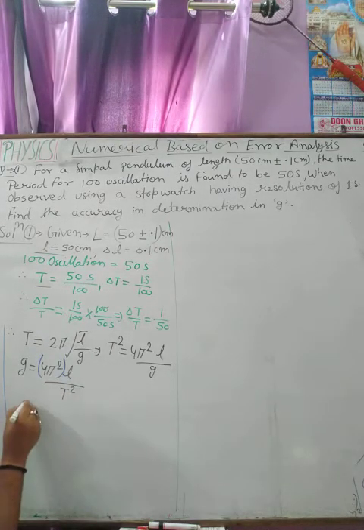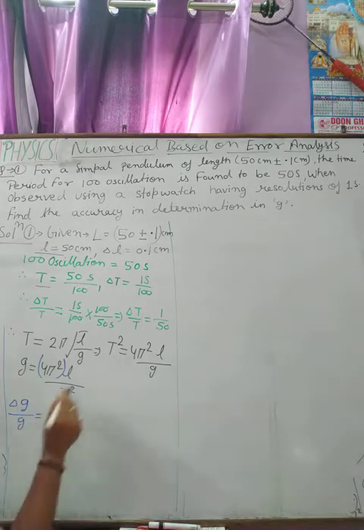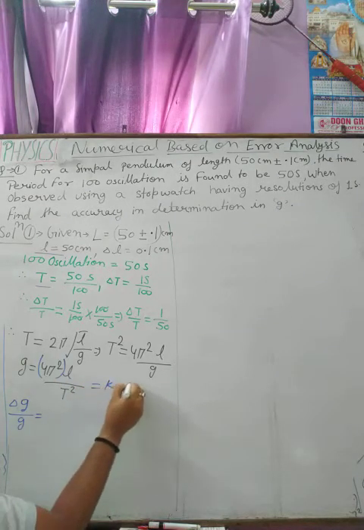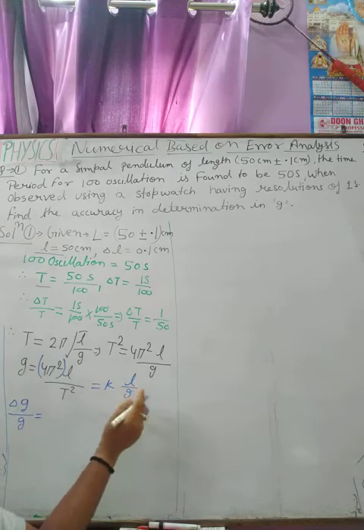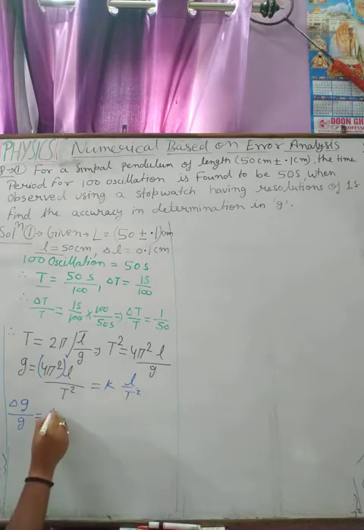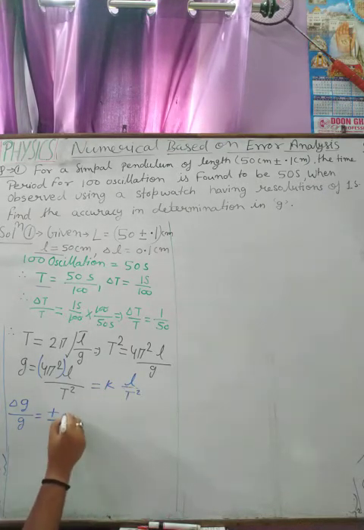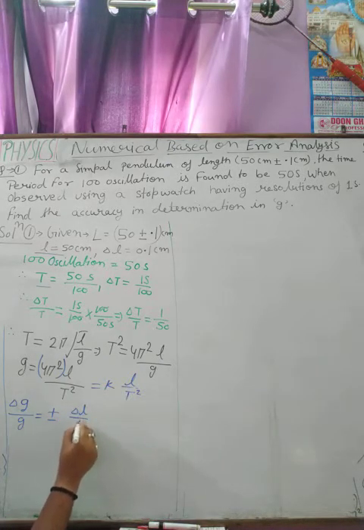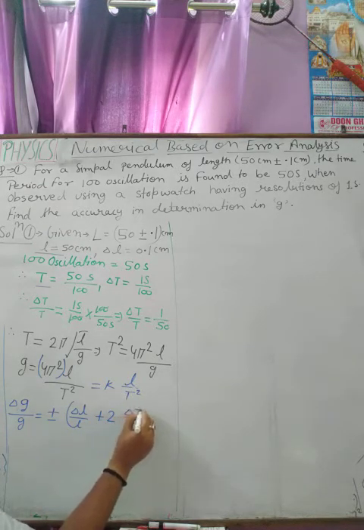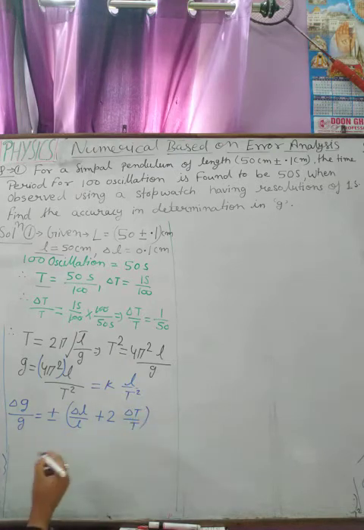So, error in g, which we call del g upon g, is given by only using the relation for g, so we have L upon t square. So we solve it by this plus minus del L upon L and plus 2 del t upon t. ये हमने आपको पहले भी बताया है स्टूडेंट इन द प्रीवियस लेक्चर्स.